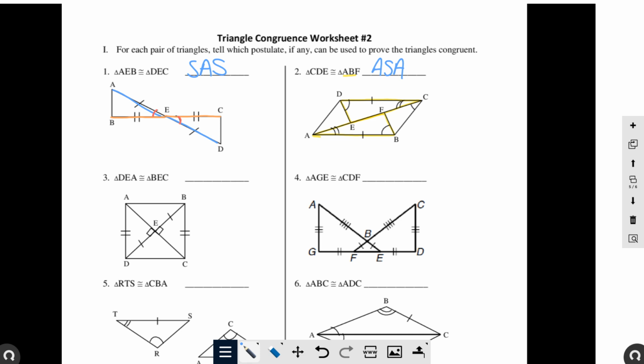We have two angles and the side that connects those two angles together. So angle, side, angle.